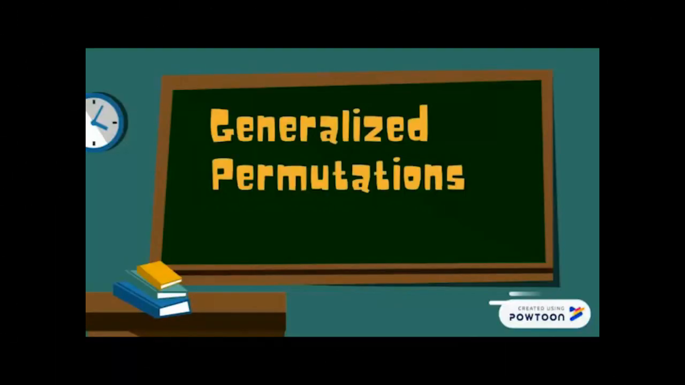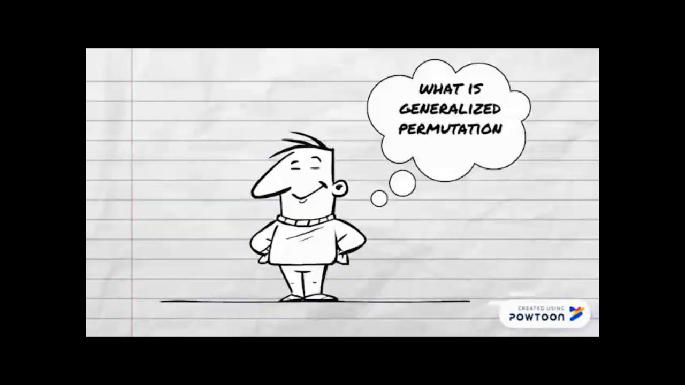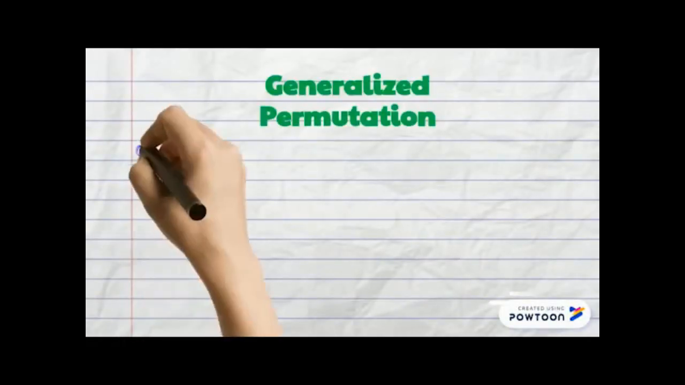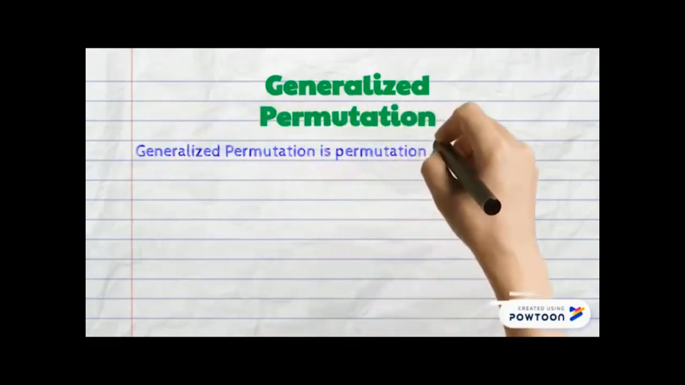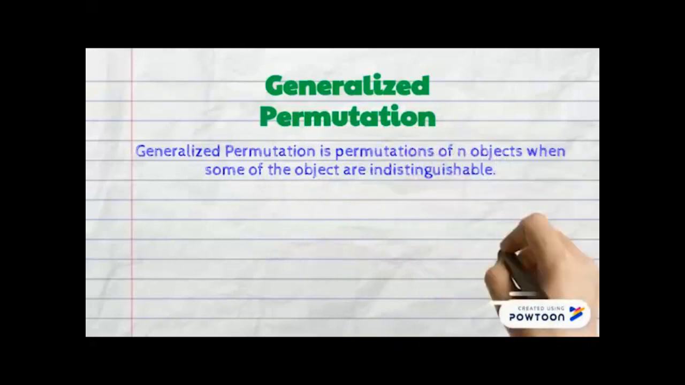Let's look at generalized permutation. What is generalized permutation? Generalized permutation is permutation of objects when some of the objects are indistinguishable.